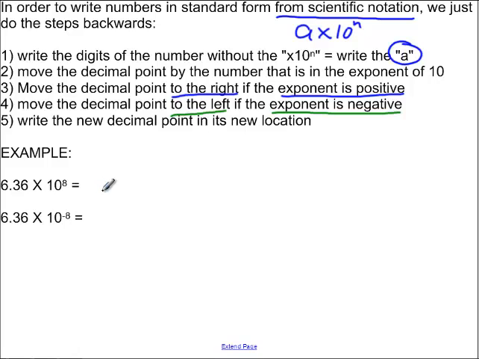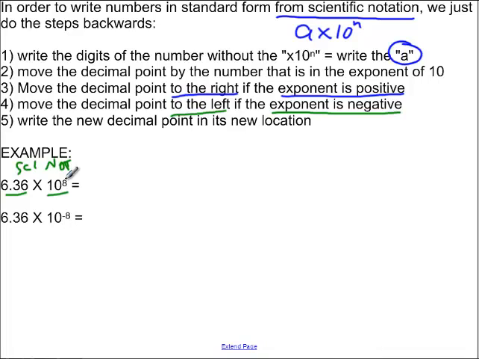So let's take some examples and take a look at 6.36 times 10 to the 8th. Again, here's our scientific notation. We're going to write it into standard form over here. And now we've got to think a little bit. Here's our 6.36 times 10 to the 8th power. What's 10 to the 8th power? 10 to the 8th power is a 1 with 8 zeros after it.